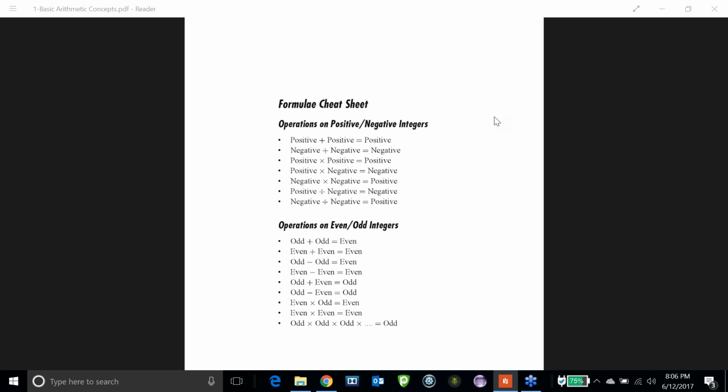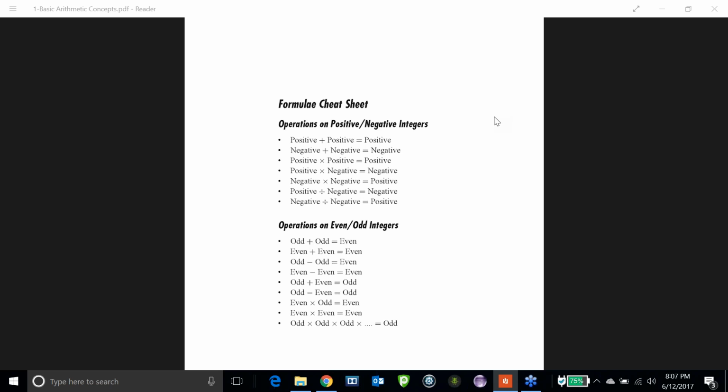In the same way, when you multiply positive and negative integers, the resultant is negative. So when you multiply 3 and -2, the resultant is -6. So you can just substitute those values and you can use that formula sheet. Next, coming to the operations on even and odd integers.